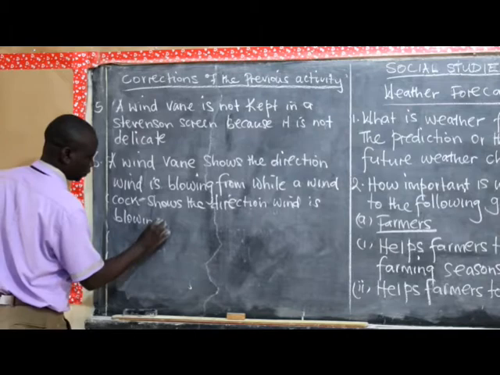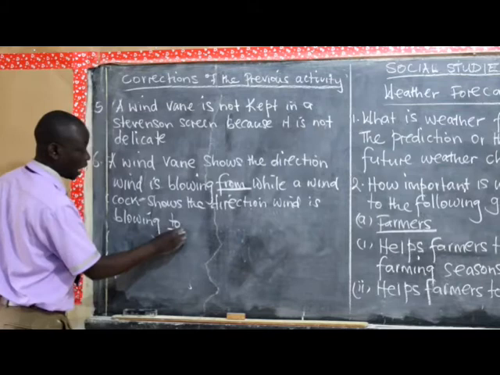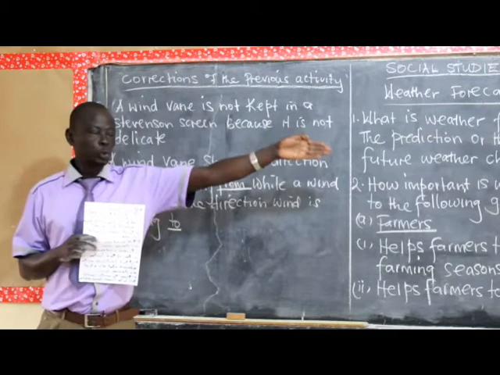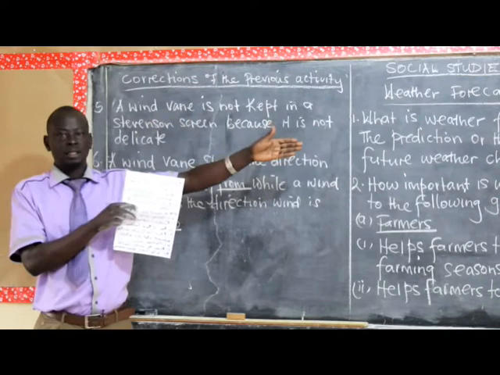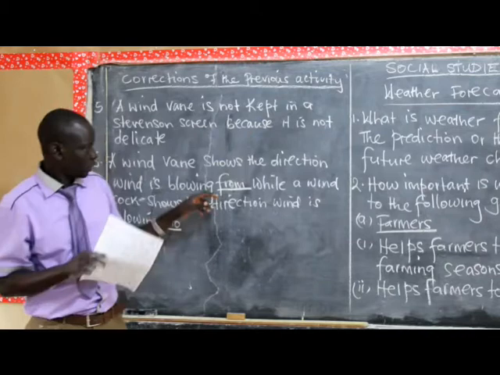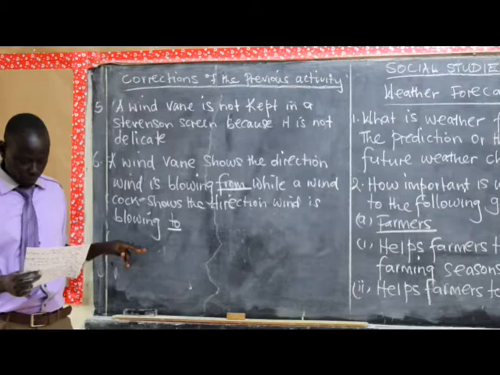So two important words here, from and to. A wind vane will always point back to the direction wind is blowing from, whereas a wind cork will point the direction wind is blowing to. For instance, if wind is blowing to the east, then the wind vane will always point west. That is the difference, whereas a wind cork will point the direction wind is blowing to. So we have got from and to. That's the difference in their function. So if you have that, mark that.